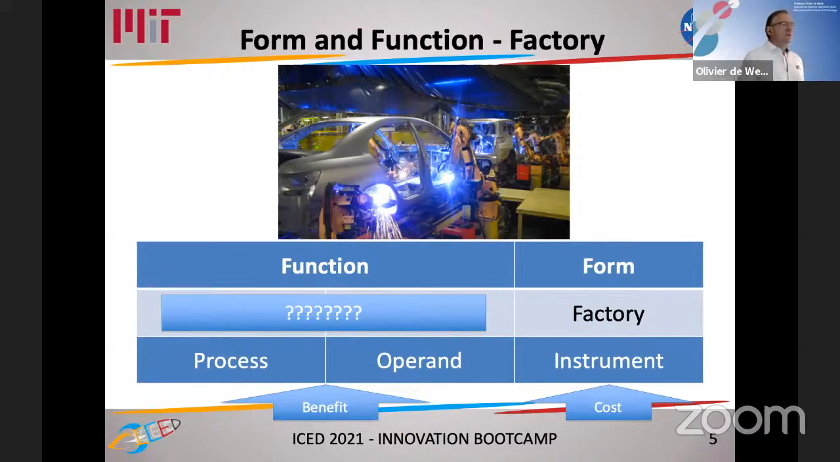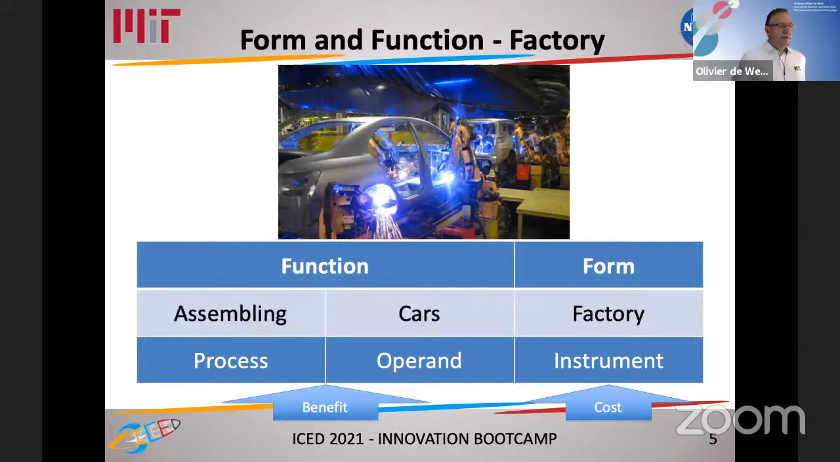So if you think about a factory, that's the form. What is the function? Well, assembling cars. You'll notice that when we talk about function, we use verbs, but in particular, we use the gerund form of the verb, assembling, always ending in -ing. That's called the gerund form. Assembling cars using a factory.